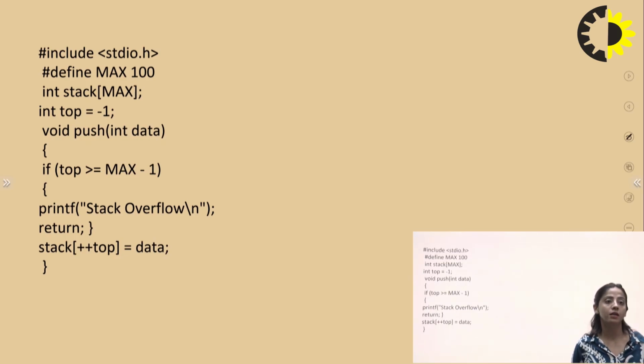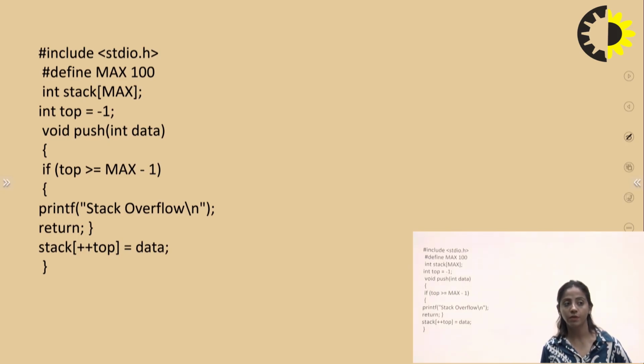Now we have created a function to insert data in this stack. The name of the function is push. Now if top is greater than or equal to MAX - 1, then it means that your stack is full: stack overflow. Otherwise, what we will do? The data will be inserted in the stack at the new top.